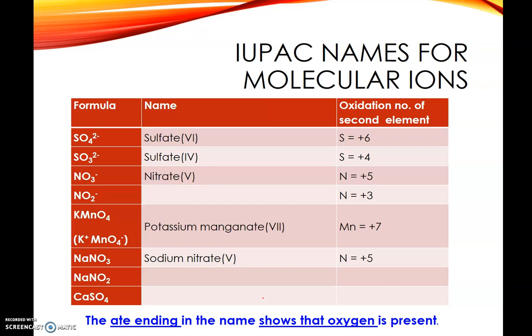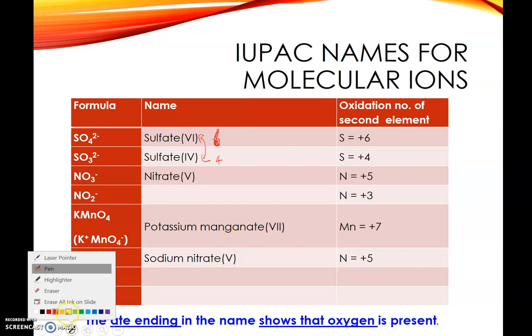We can also use IUPAC names for naming molecular ions. Now, a molecular ion is an ion which is based on atoms covalently bonded together. So the common ones you encounter are sulfate, nitrate. Here we've got the formula. So we've got 2 ions here which are called sulfate ions. These 2. Now that is called sulfate 6. This is sulfate 4.